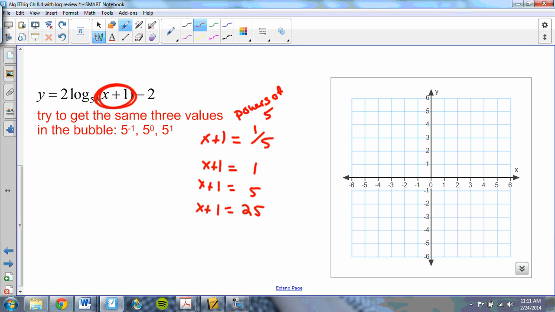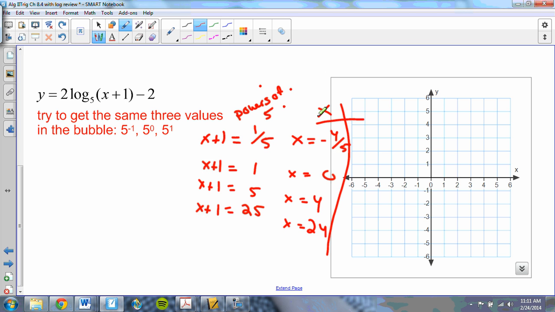Okay, so this is just like we did with square roots. With square roots, we took whatever was inside the radical and set it equal to 0, 1, 4, 9, 16. So those were perfect squares. Well, now we're taking whatever's inside the parenthesis and setting it equal to powers of the base. Now I solve. When I solve this, I'm going to get x equals negative 4/5, x equals 0, x equals 4, and x equals 24. This is the x column of my table.